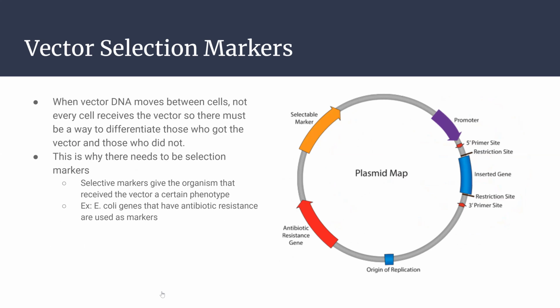And here, you can see we have a plasmid map. You can see the antibiotic resistance gene, so that would be the marker. And then there'd be another selectable marker and the origin of replication, which is always necessary.